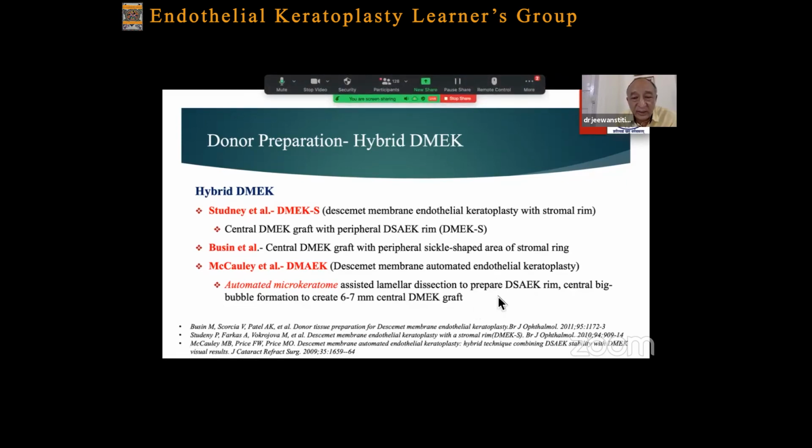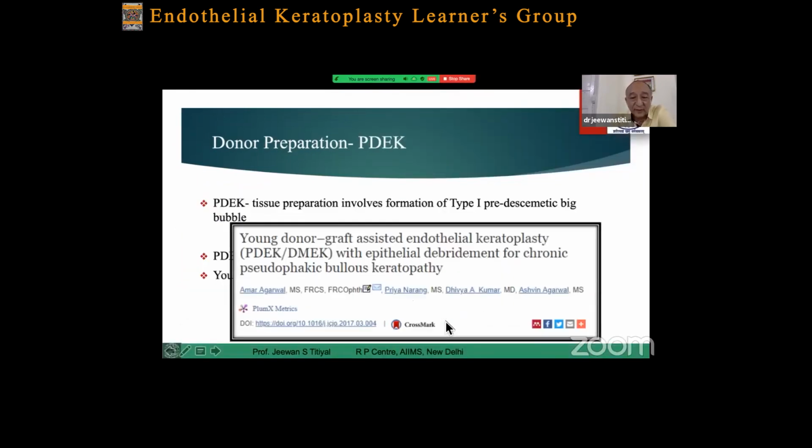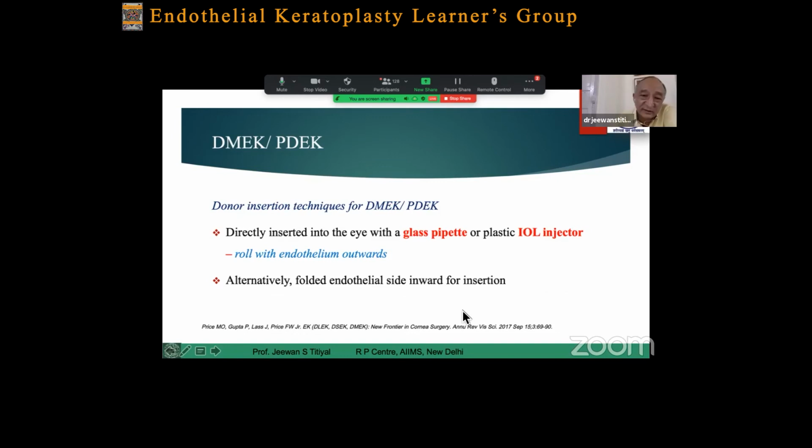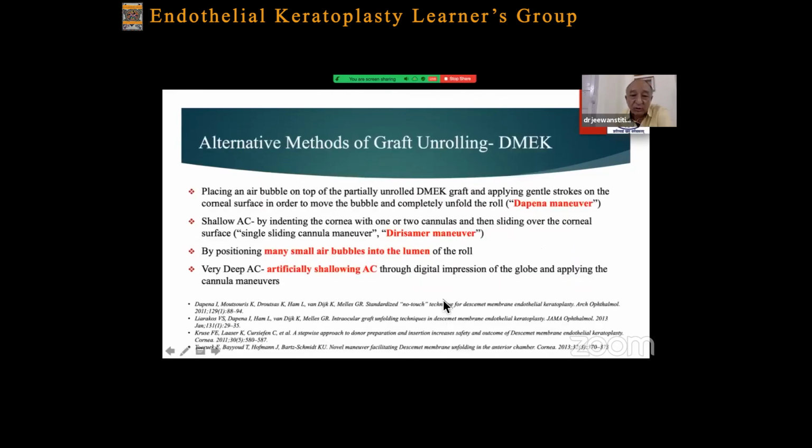Then in between, we had a hybrid technique because unfolding of the donor tissue was difficult. So you did have a little bit of stromal tissue in the periphery so that you could do a better unfolding in these cases. PDEK, as talked about by Praveen, we know that younger donors can be taken up in these cases. And this, I think, is still in a modifying phase where you use a glass pipette or IOL injectors to insert the roll inside and open the roll. Various techniques have been described to make it simpler and better, where you have different types of folds inside. Accordingly, you have to design how you're going to improve these.